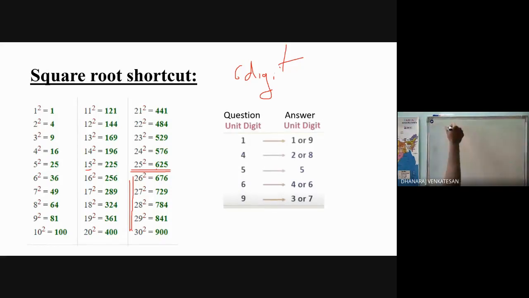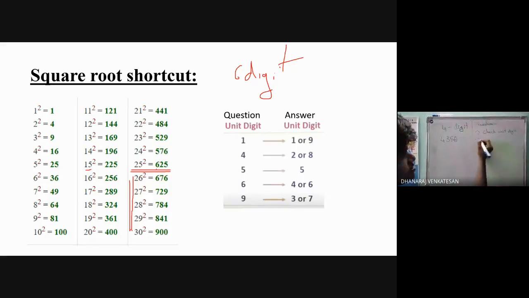Let us take a 4-digit number first. Okay. 4-digit number, 4356. Before that, I will teach you the procedure for finding using this shortcut. Okay. The first step is to check the unit digit. Check the unit digit. You have to check the unit digit. This is the unit digit, 6.